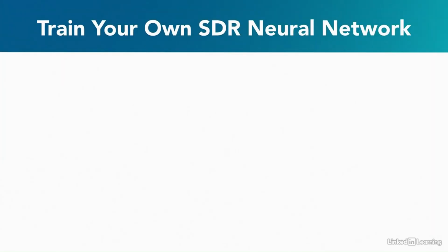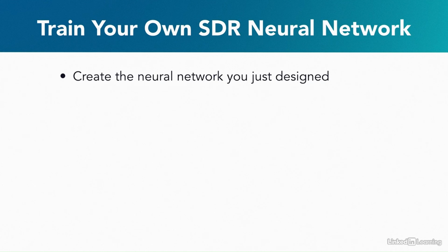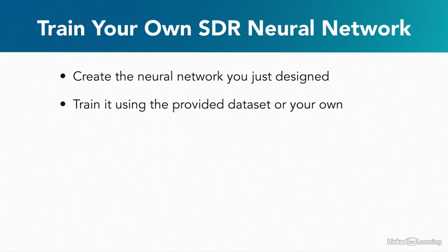We have come to our final challenge. It's time to train the segment display recognition neural network you designed. So here's what you have to do in this challenge. Create the neural network you just designed. Train it, either using the provided datasets or your own. Now, my dataset is the very minimum. We'll simply train the network with the 10 ideal patterns. So you may add your own patterns if you want.